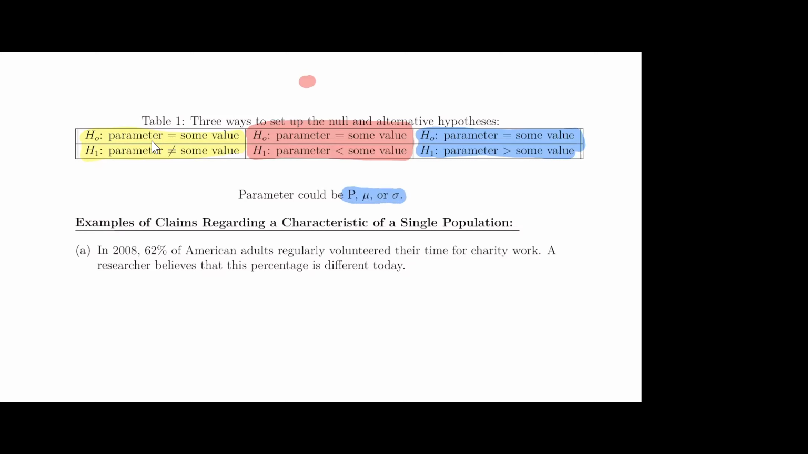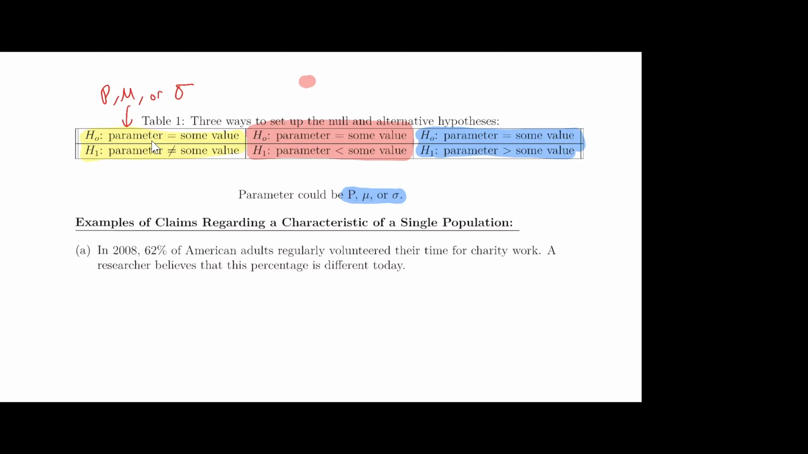Going back to chapter 9, we did a confidence interval for three different parameters: P, mu, and sigma. Same thing for chapter 10, we're going to be doing a hypothesis test where we test the parameter P, the parameter mu, and the parameter sigma. So wherever it says parameter, you're going to input either mu, P, or sigma.